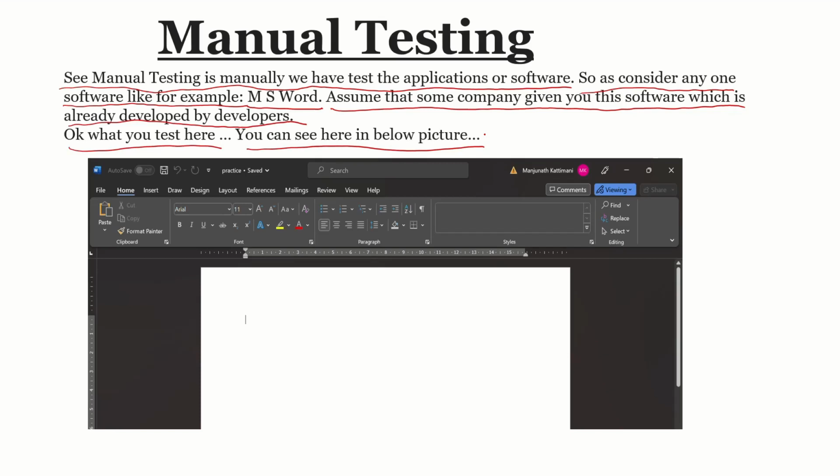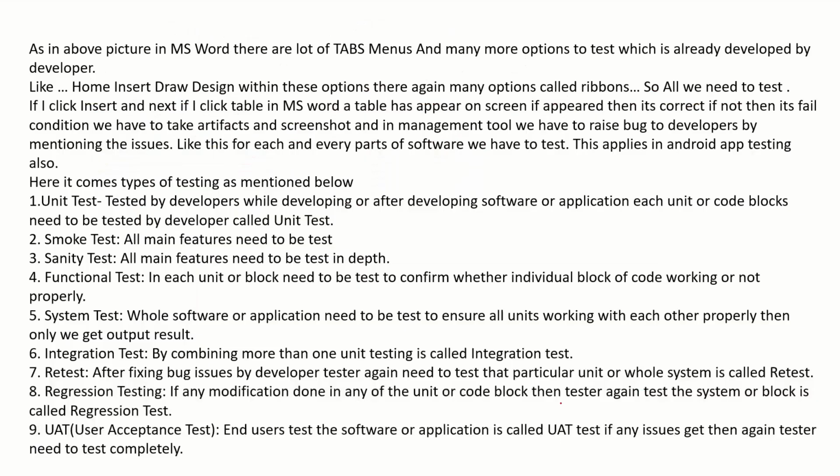What you test here, you can see in the picture below. In the picture you can observe that many tabs are present, like file, home, insert, draw, design, layout, references, mailings, review, view. Within the home menu we get paste and format painter, bold, underline, text font sizes, center alignment, left alignment, and right alignment. All these features we have to test, whether they are working properly or not. This is the main intention of software testers.